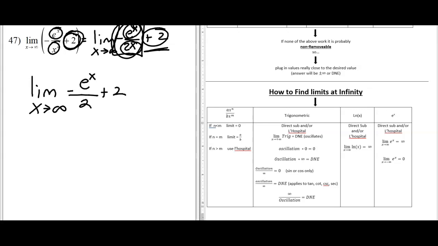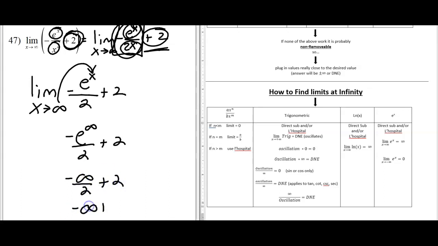Okay, now let's try again. This will be the last time, I promise. Plug it in here, you get negative e to the infinity over 2, which is negative infinity over 2. Now negative infinity divided by 2 is negative infinity. And if you add 2 to negative infinity, you get negative infinity. So the final answer there is negative infinity.